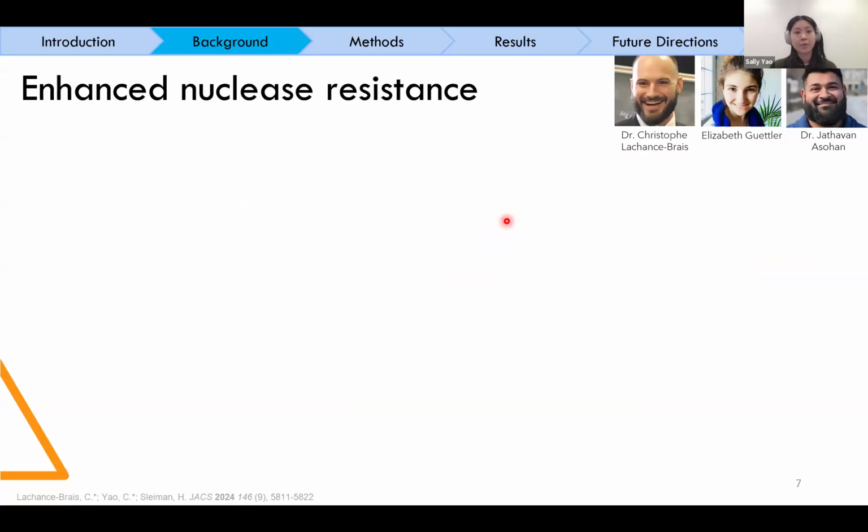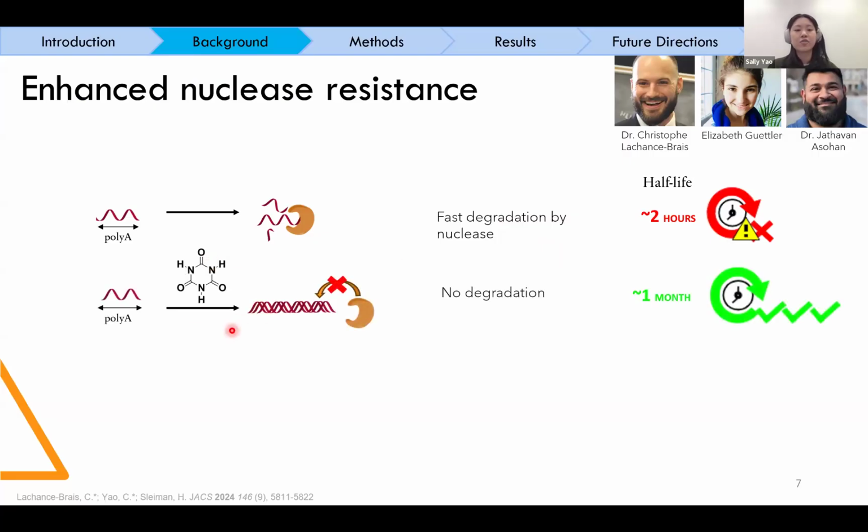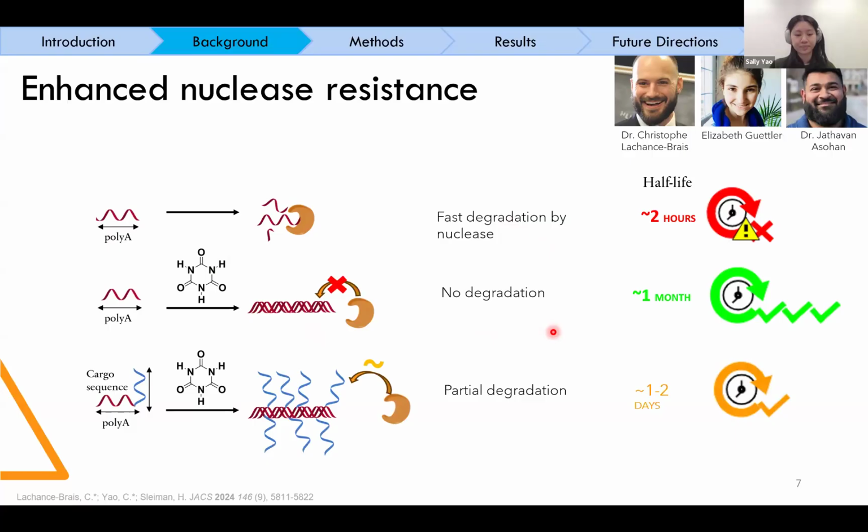This is where I joined the lab. I was curious whether this non-canonical triple helix structure can have any resistance against nucleases. We started with just single-strand polyadenine sequences, and we observed that they are quickly degraded by nucleases, which is expected. However, when we add cyanuric acid, forming this triple helix structure, we don't see any degradation over the course of a month. This makes us ask the question: what about a cargo sequence, which is next to polyadenine strands?